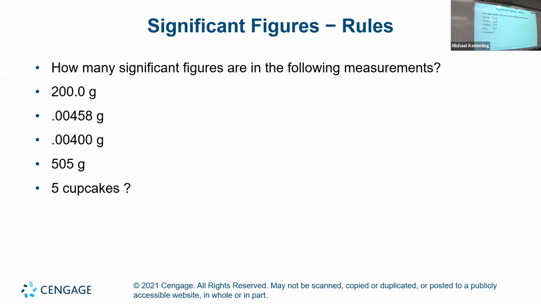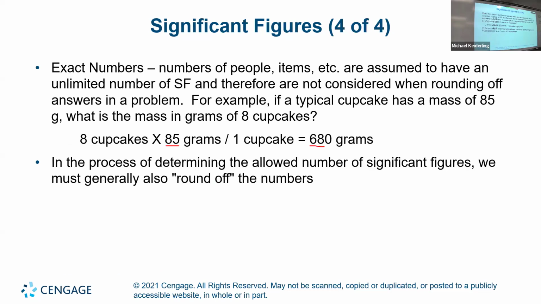In that case, if you have an exact count of something, like 5 cupcakes here, that's a special case, and basically all it means is you don't have to worry about the significant figures. You can assume it has unlimited. So exact numbers, exact counts of people, items, etc. You assume they have an unlimited number of significant figures, and you don't consider them when rounding. You basically just get to ignore them.